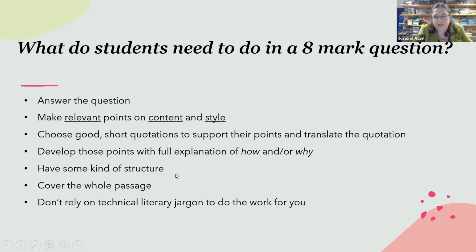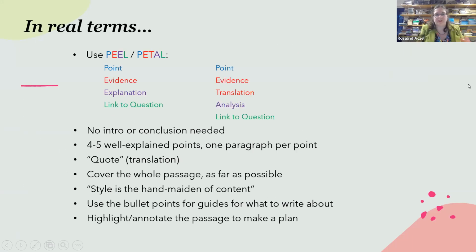Some kind of structure is needed, but there's nothing that says they need an intro or conclusion. They need to really cover the whole passage. If it's 8 lines long and they're making 4 points from the first 3 lines, they're really not covering the passage. And to not rely on technical literary jargon to do the work. So that's all what they need to do.